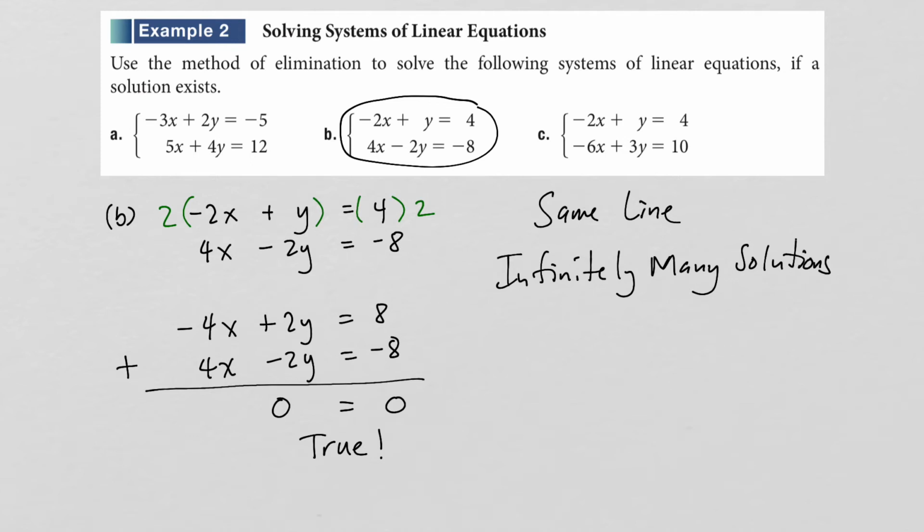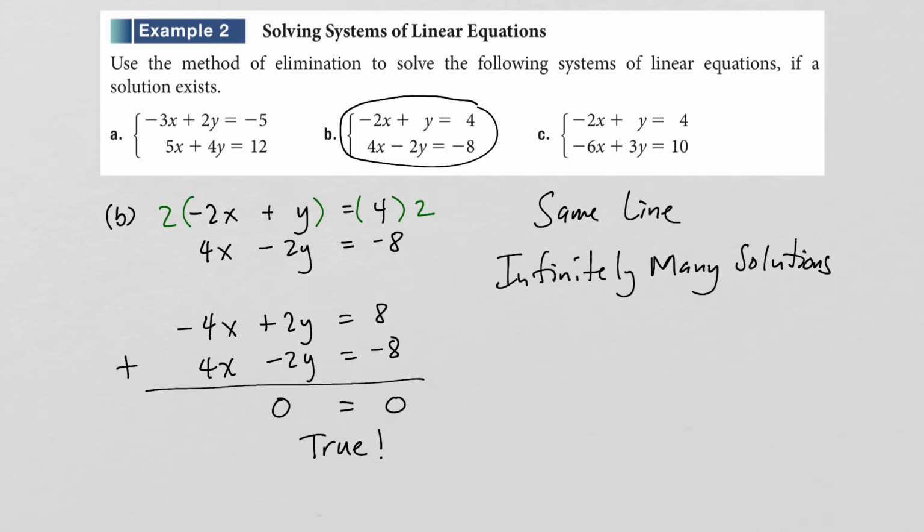So this means that these two lines are the same line and they intersect in infinitely many different points. But what points do they intersect in? This only tells us how many solutions we have. It doesn't tell us what the solutions are. So to get those solutions, we have a couple of different ways of writing the answer.